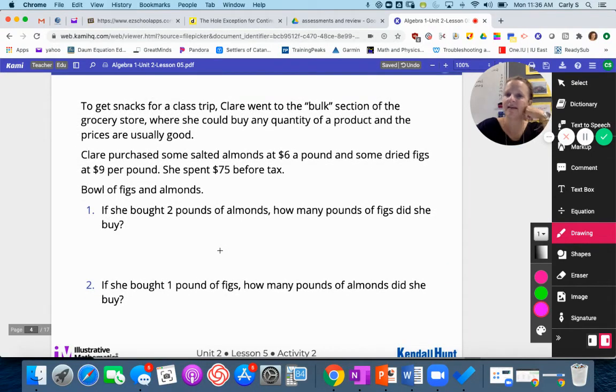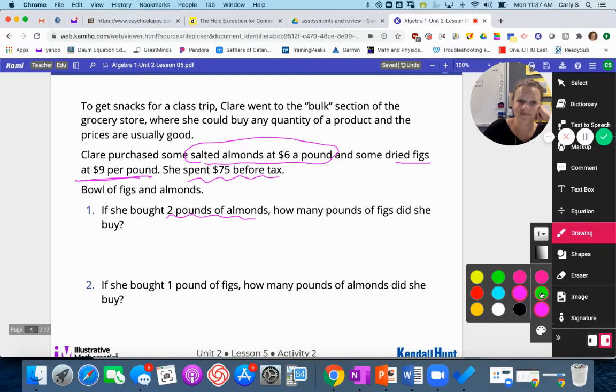Okay, to get snacks for a class trip, Claire went to the bulk section of the grocery store where she could buy any quantity of a product and the prices are usually good. Claire purchased some salted almonds at $6 a pound and some dry figs at $9 a pound. She spent $75 before tax. All right, bowl of figs and almonds. If she bought 2 pounds of almonds, how many pounds of figs did she buy?